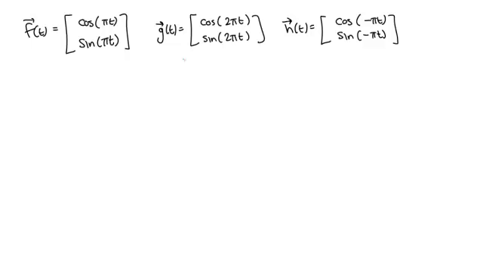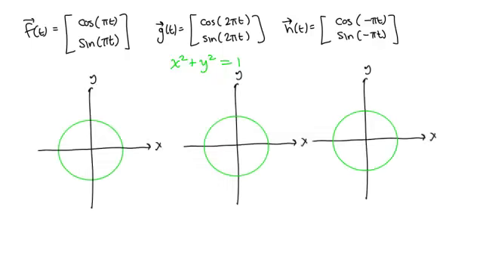Let's start today by looking at three different vector-valued functions. f of t equals cosine pi t, sine pi t; g of t equals cosine 2 pi t, sine 2 pi t; and h of t equals cosine negative pi t, sine of negative pi t. Now, if we go through and eliminate the parameter, we would find that all three of these equations have the same xy equation. And so that means they all trace out the same shape in the xy plane.